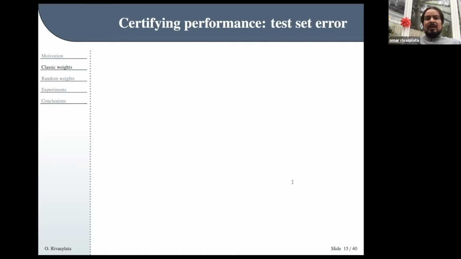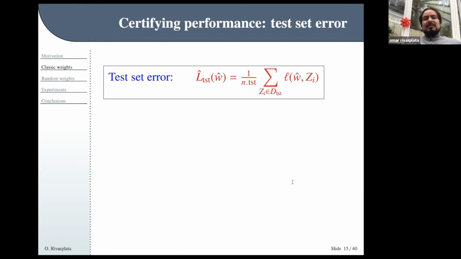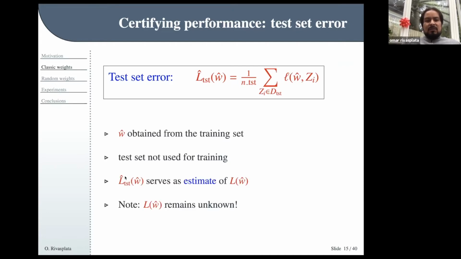So a couple of things that one can do in order to certify performance: of course, one can look at the test set error. We have obtained a weight vector, we are calling it W hat, based on a training set. Now we have a separate set of examples, let's call it the test set, and we evaluate the empirical risk on that set. That's again just the sum of losses divided by the number of examples in that test set. We use the empirical risk of the learned weight vector on that test set as a single-number point estimate of the unknown loss of this learned weight vector. But the true loss remains an unknown quantity.